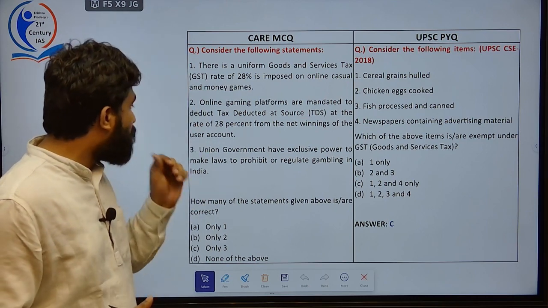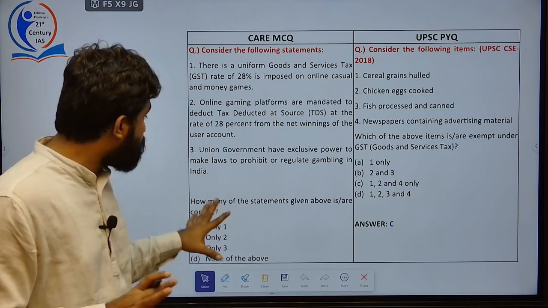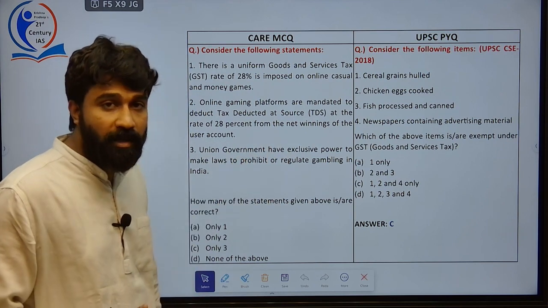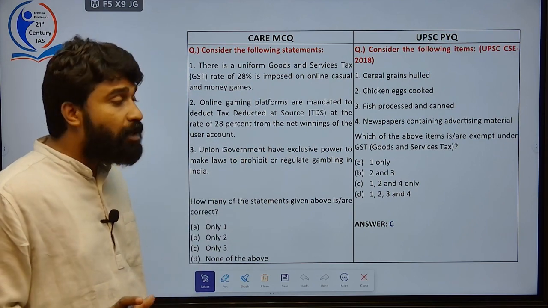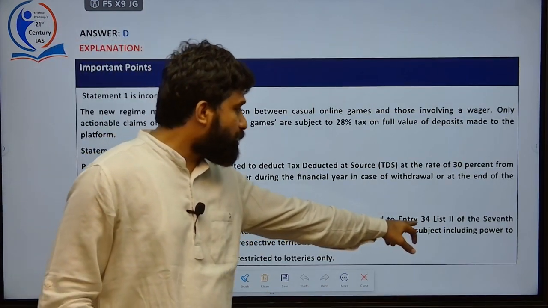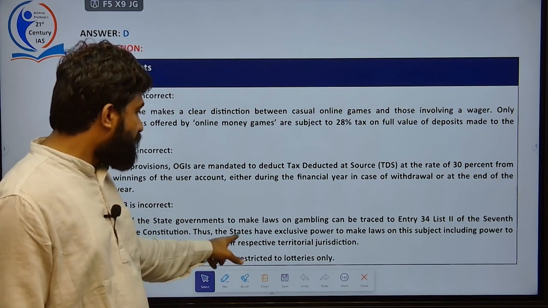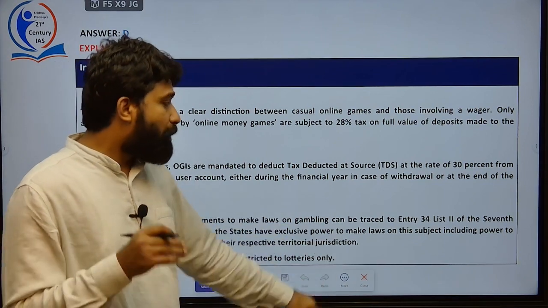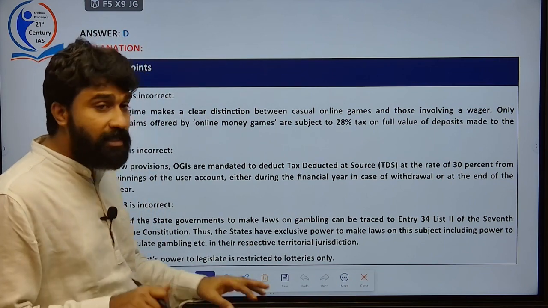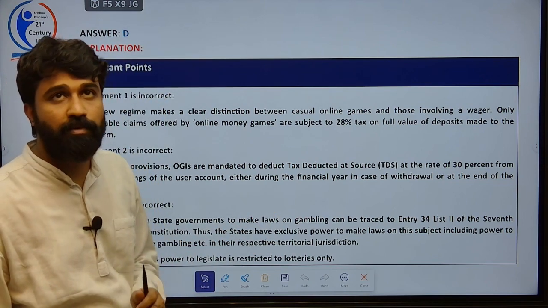And next, the union government has exclusive power. No, the union government does not have exclusive power to prohibit such kind of online games or bring any regulation completely across the entire India, because the state governments have such a right under Entry 34, List 2 of the 7th Schedule of the Constitution. So, the states have exclusive power to make laws on this subject. The union government's power to legislate is restricted to lotteries under Entry 34, right.